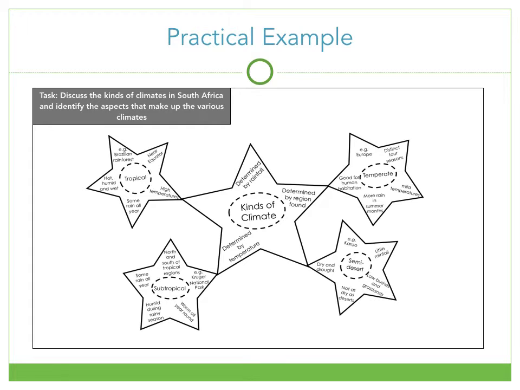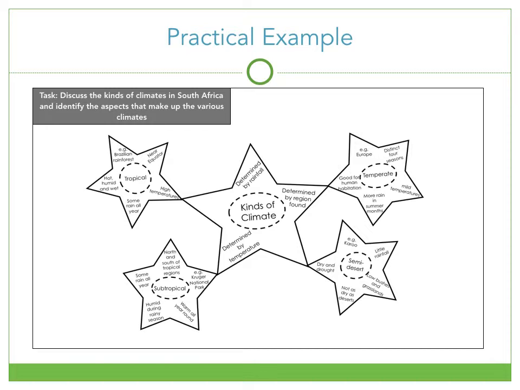Now let's look at a practical example. The task given to the learners could be to discuss the kinds of climates in South Africa and to identify the aspects that make up the various climates. So the main starfish in the middle is kinds of climate. And here that whole is broken down into different parts, such as determined by rainfall, determined by the region they are found in, or determined by temperature.